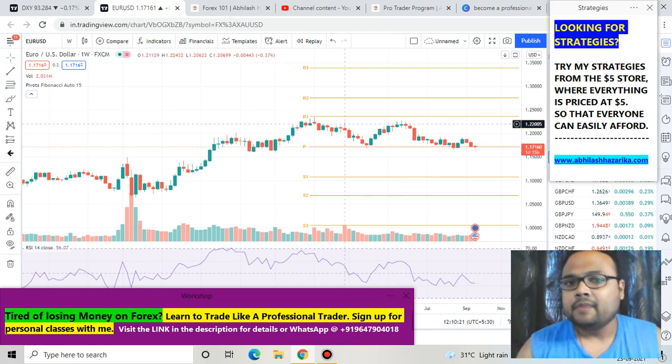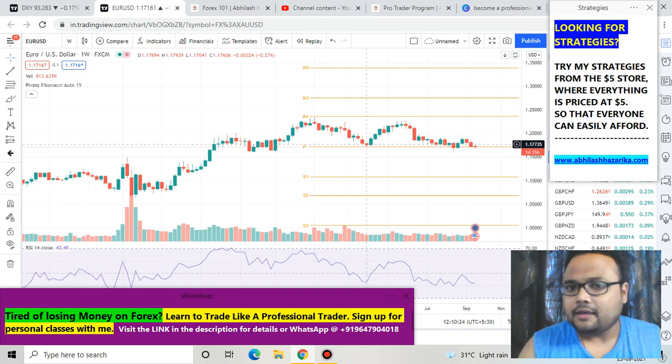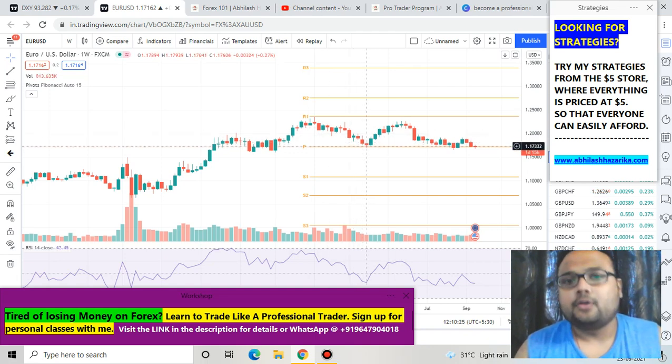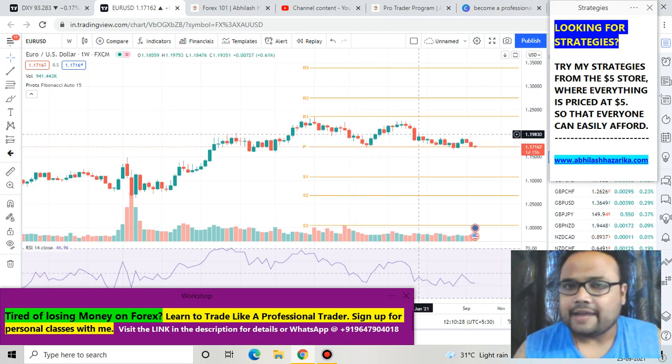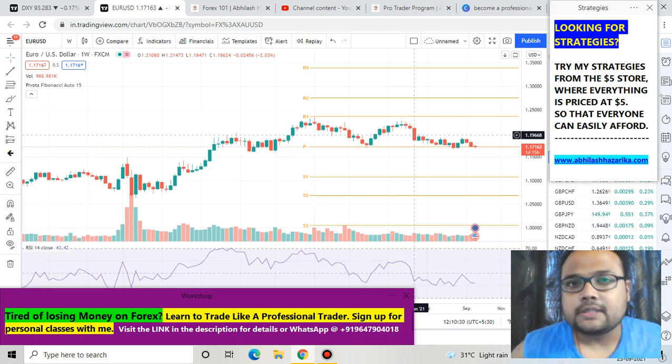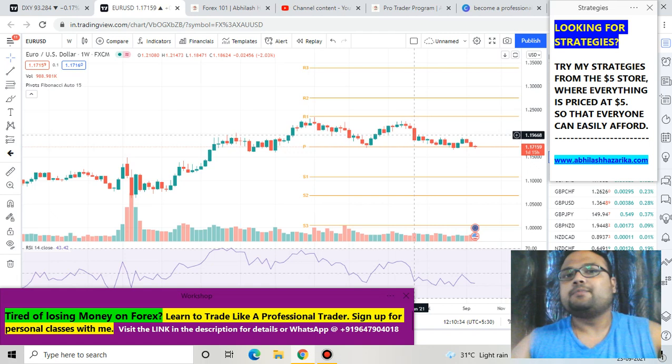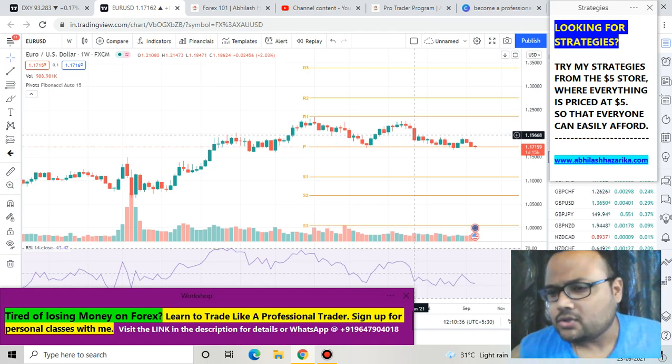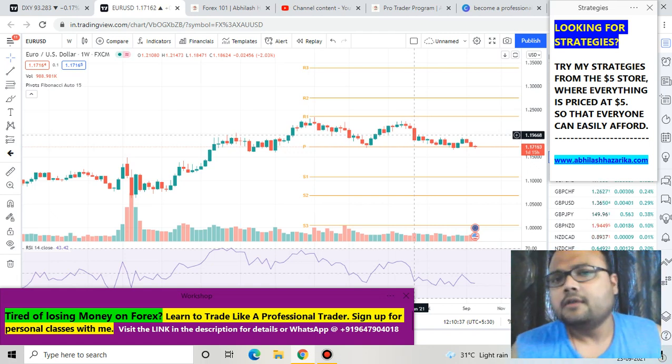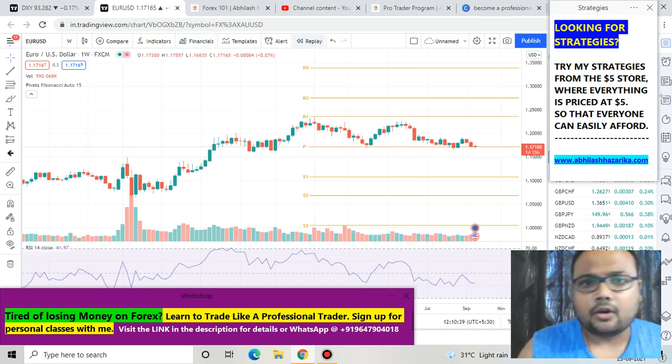you can see that when there was heavy selling here, the market took support, and still there is heavy selling on the chart of Euro USD, but the buyers present at 1.1710 are still providing support to the market. So that's a very good relief for the traders who have taken a long position.